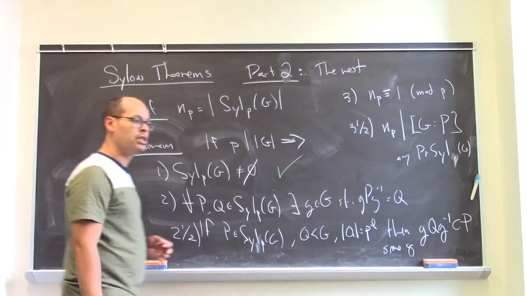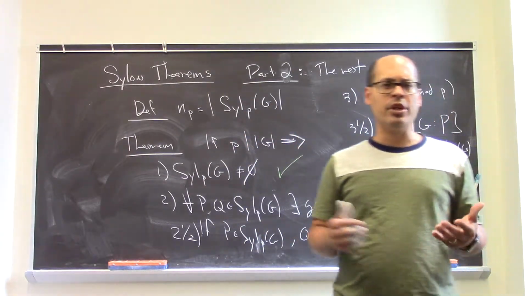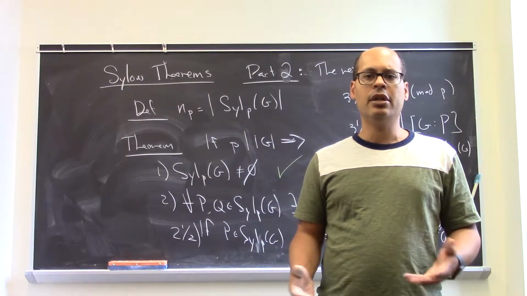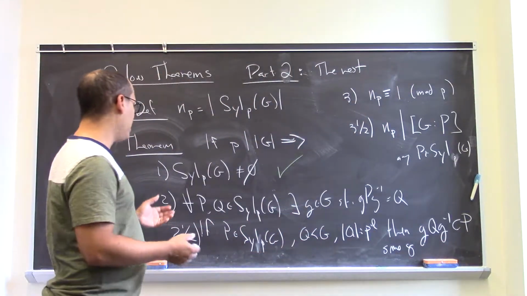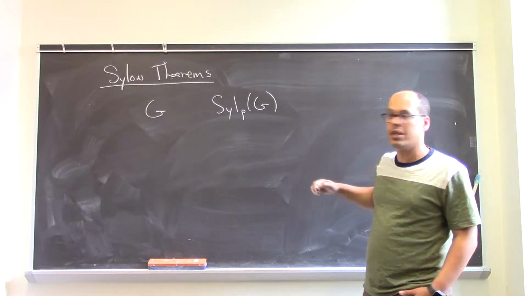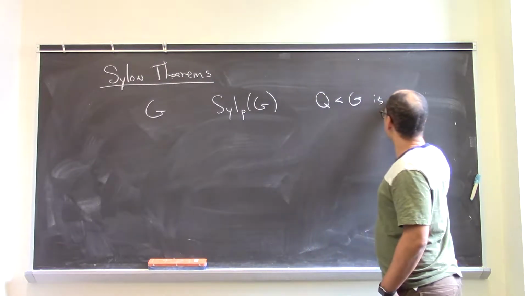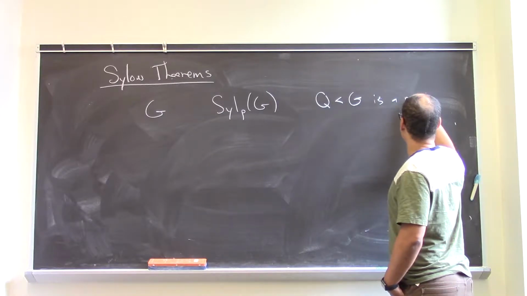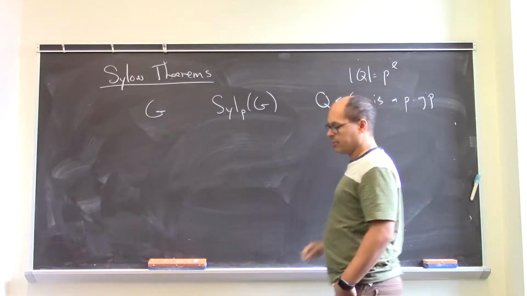That these are all conjugate, and counting them up. And to do this, really it boils down to understanding the action of conjugation on the different Sylow subgroups, both by the group and by the Sylow subgroups themselves. Okay, so let's suppose we have some group G, and we consider its Sylow P subgroups, and let's say Q is a subgroup of G that is a P group. So in other words, the order of Q is P to the L for some L.